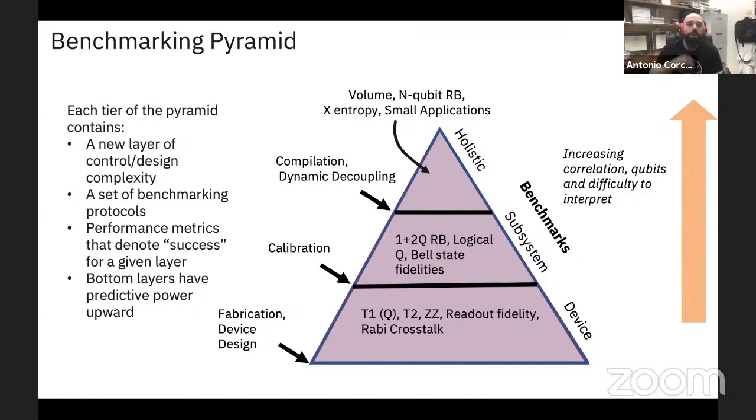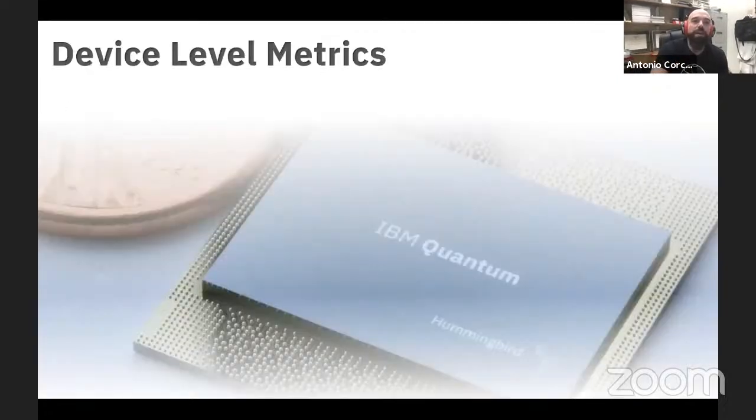So at some point, it becomes pertinent to ask the question: what is the holistic performance of my system? How well does my system as a whole perform for some particular purpose? So this is the hierarchy, and as we go higher in the pyramid, the benchmarks become more complicated. And what is important is that the meaning of these benchmarks starts to be less and less clear. So when we measure a number, we need to be sure of what that number means, and also what that number doesn't mean. So I will start with the device level metrics.